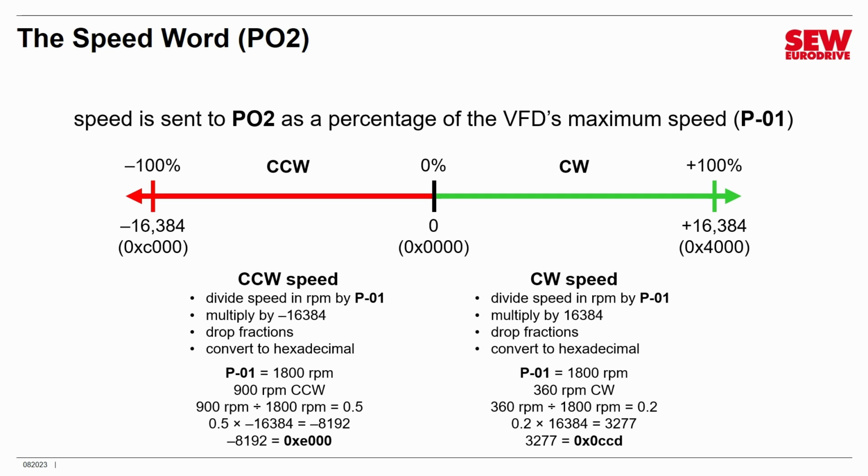Now, if we want to go in the other direction, let's say we want to go at 900 RPM counterclockwise. We take 900 RPM, divide it by 1800 RPM, that's 0.5 or 50%. We multiply 0.5 times minus 16,384. That gives us negative 8,192, which if we convert it to hexadecimal, being sure to put it in minus mode, is E000. So that is how you set up the speed word. That is the most complicated of the three. So if that didn't make sense, maybe play this slide back over again.